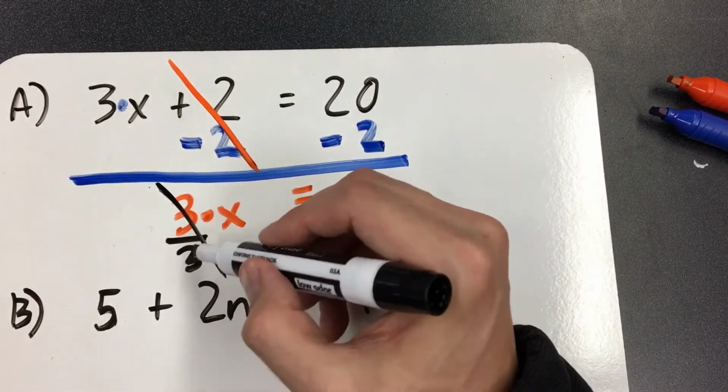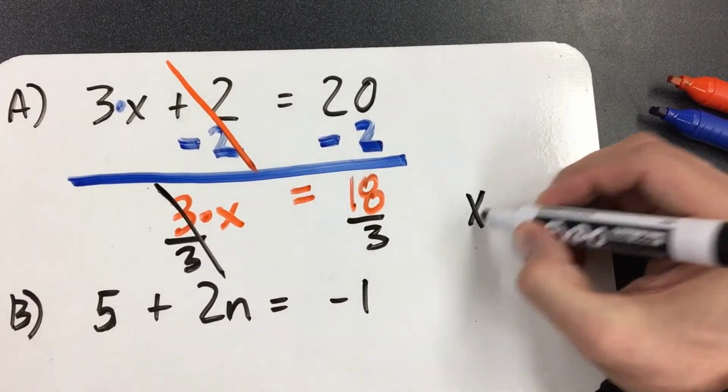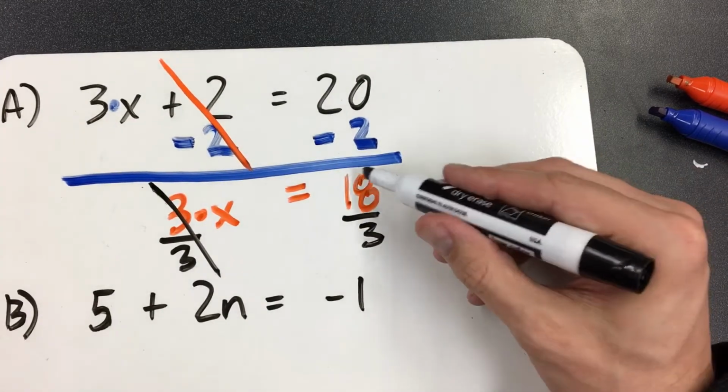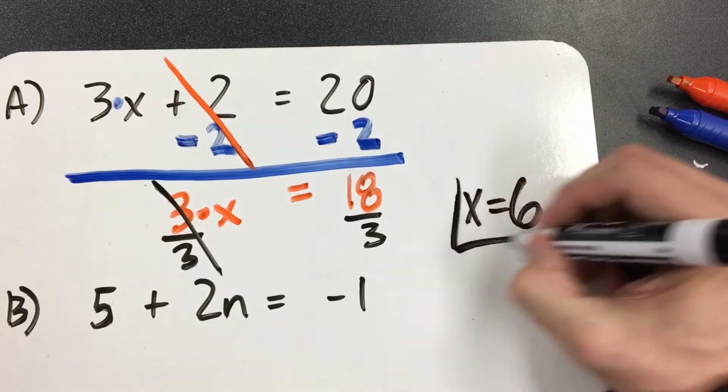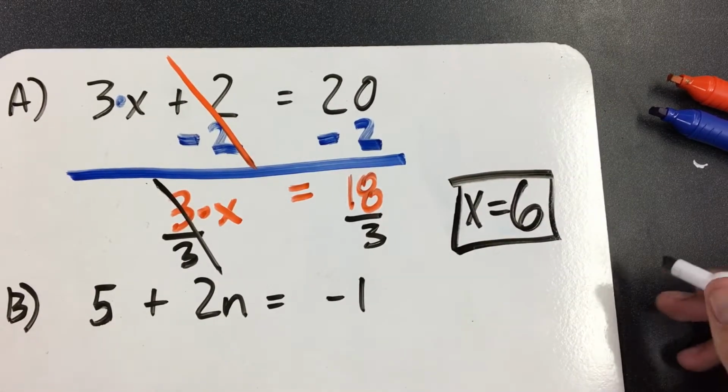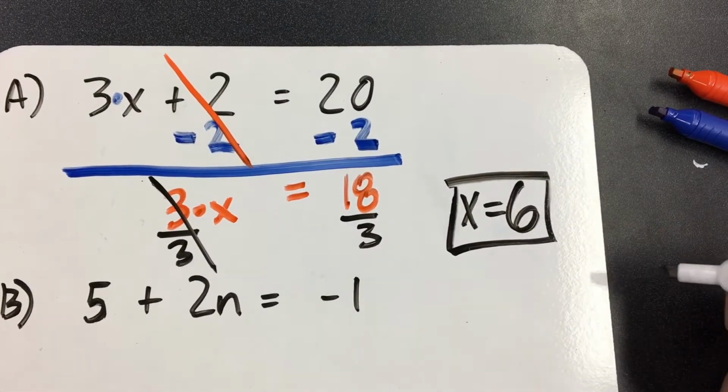Right here, 3 over 3 equals 1. And that is good because 1x is just the same thing as x. And then this is where my answer comes from, 18 divided by 3, which we all know is 6, either in your head or with a calculator. Okay? You can see we had the 2 steps.